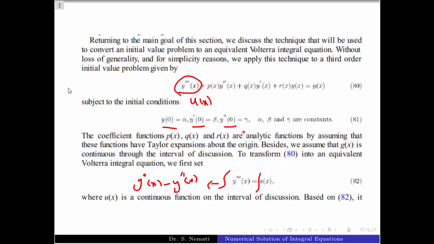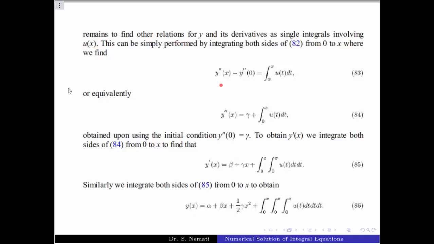And from the initial conditions, we have the second order derivative of y of 0 equals gamma. So we can easily replace this expression and obtain the second order derivative of y is equal to gamma, goes to the right side, gamma plus integral of u from 0 to x. Once again, we take integral from both sides of this relation.